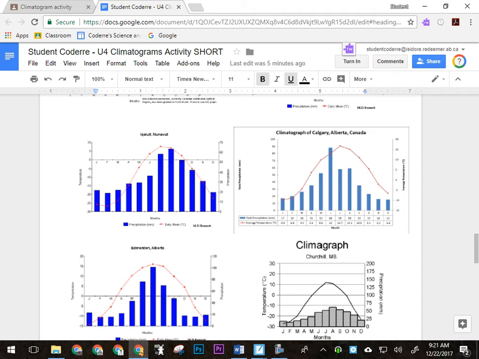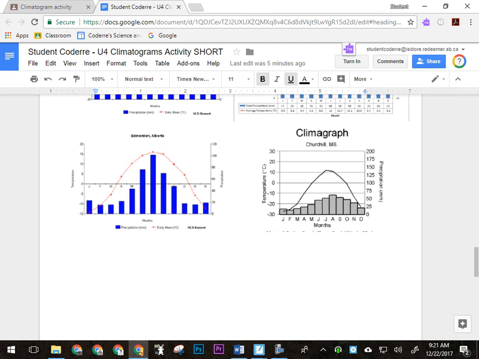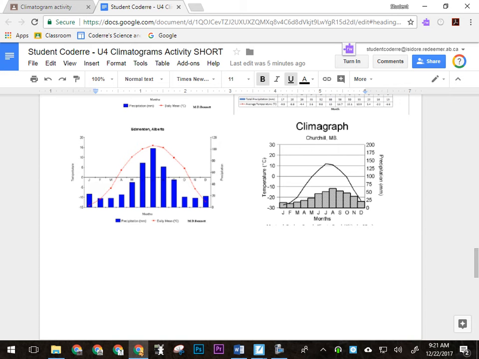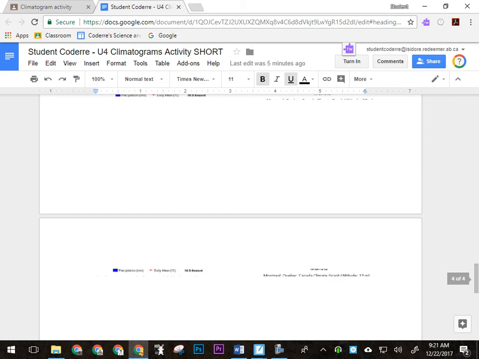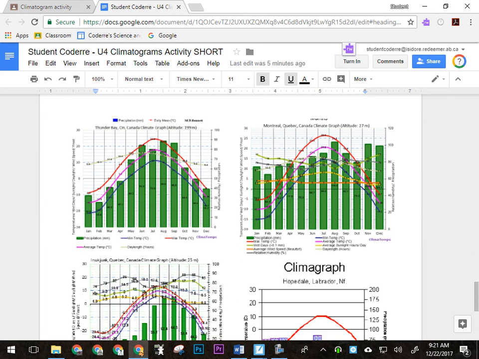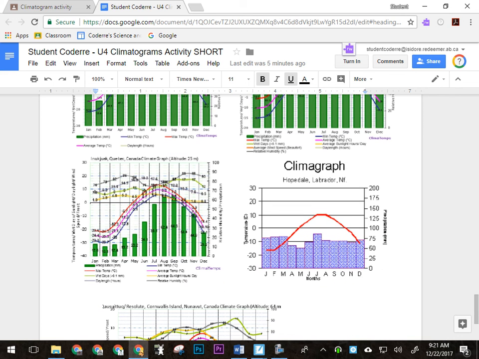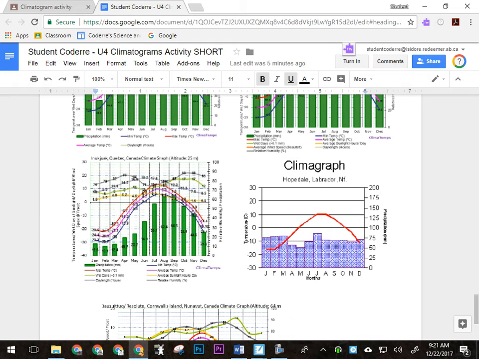Remember how I was telling you June's the wettest month in Calgary? Like by a significant margin. And Edmonton, and Churchill, Manitoba there. And then we've got a few other ones here. We've got Thunder Bay, Montreal, Inukjuak. That's how you pronounce that, by the way.